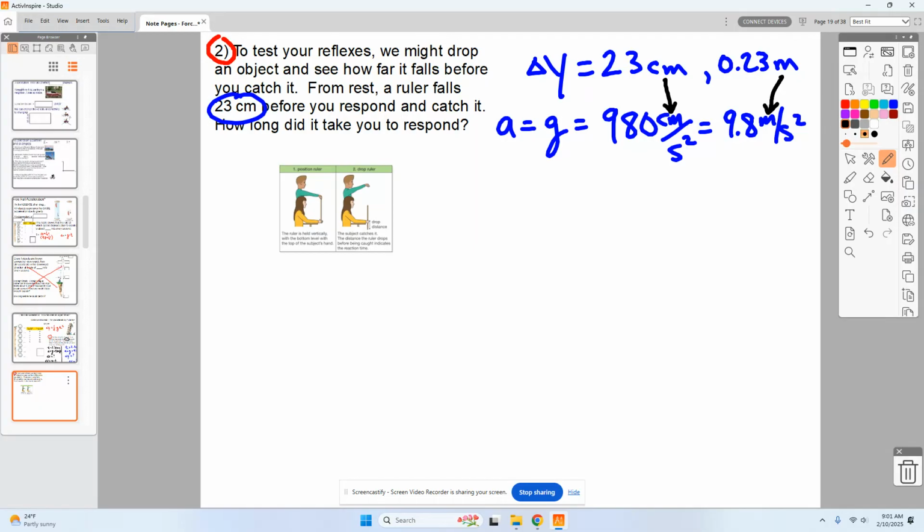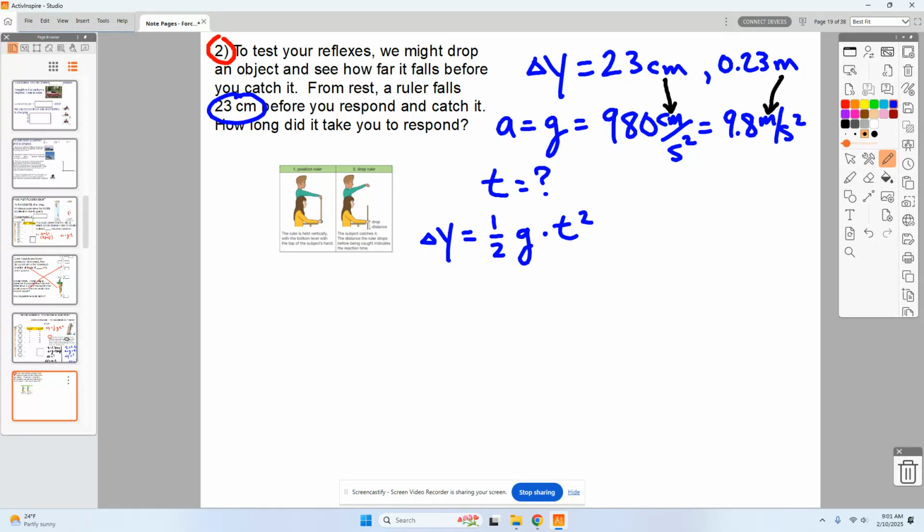Now I'm looking for time. Based on knowing how far I dropped and the acceleration, I'm going to use this equation. The two things I know are the delta y and the g value. What I don't know is the t. So what I'm going to do algebraically is solve that for t.